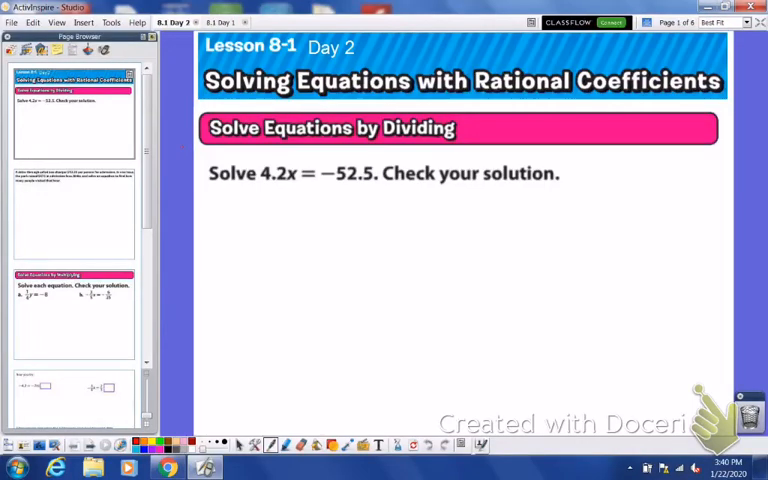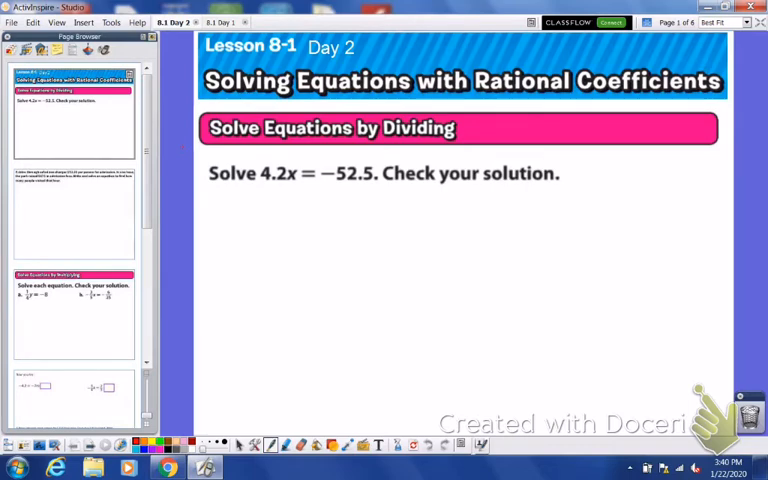Okay, it's continuing our lesson 8.1. So we're still working with solving equations, solving one-step equations. Still working with those inverse operations. We already did addition and subtraction, so today we're going to work on multiplying and dividing. First thing we're going to work with is division.